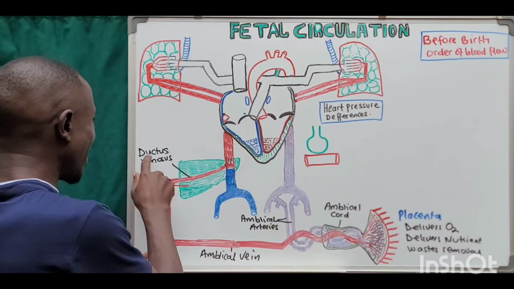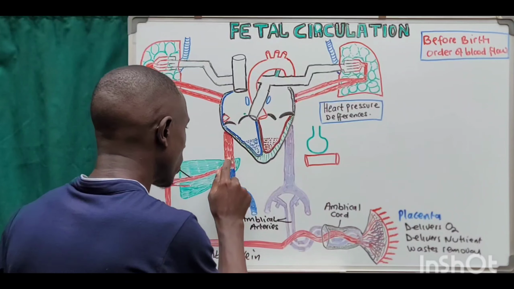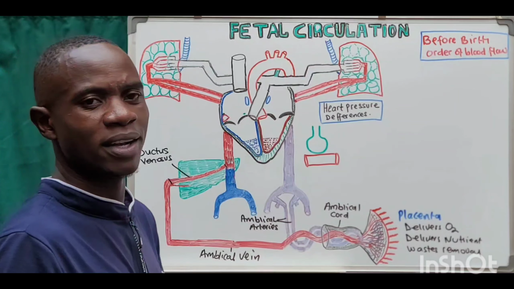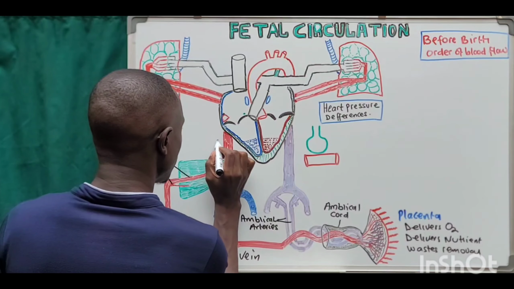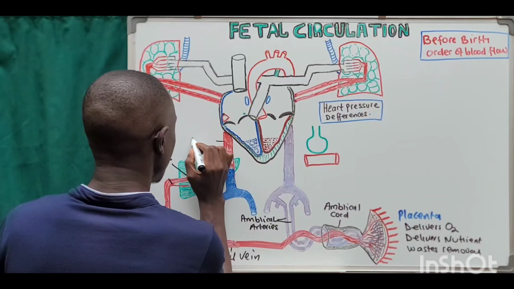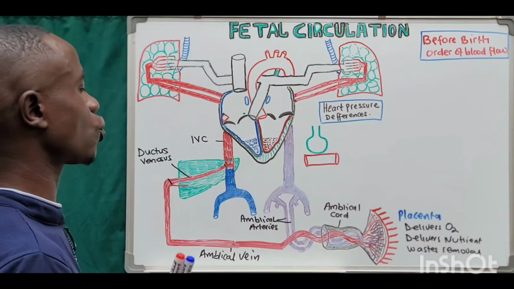So we have said that this ductus venosus is shunting blood from the umbilical vein directly into this maroon structure here, which we call the inferior vena cava. Okay, so now this structure here is what we call the inferior vena cava. That's for the case of the short form.